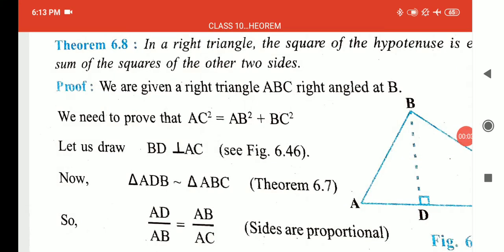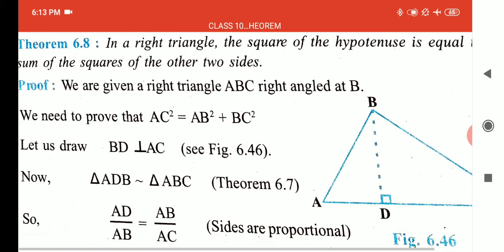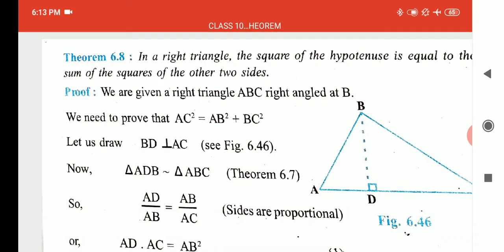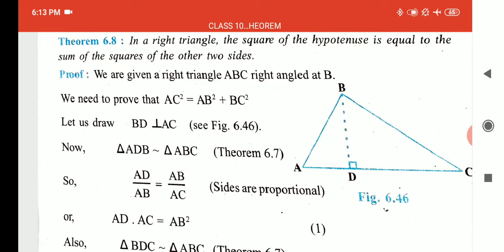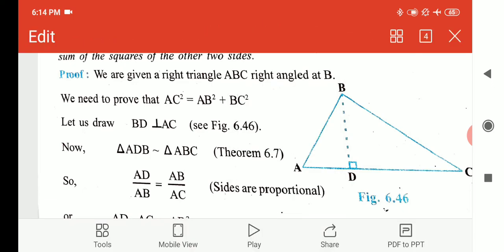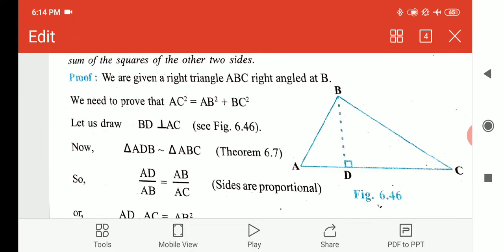Pythagoras theorem for class 10, theorem 6.8. In a right triangle, the square of hypotenuse is equal to the sum of squares of other two sides. Prove. Here we have given triangle ABC, which is a right angle triangle. We need to prove that AB square plus BC square equals AC square.